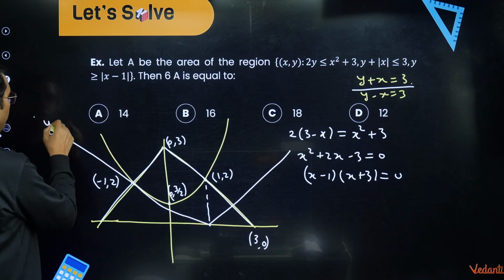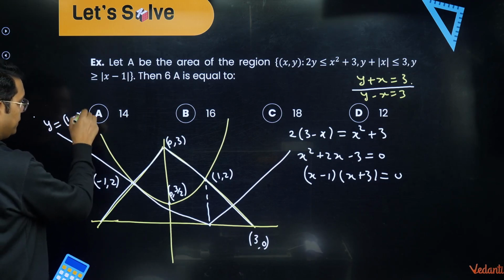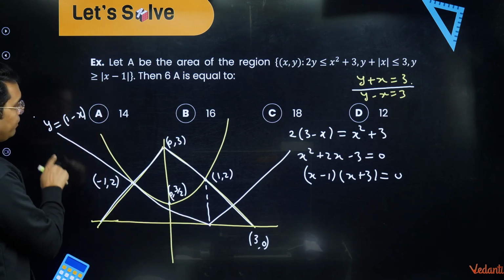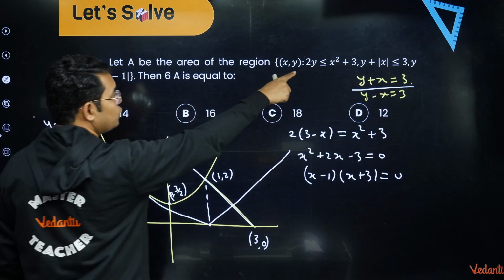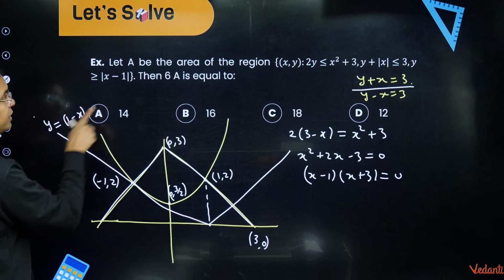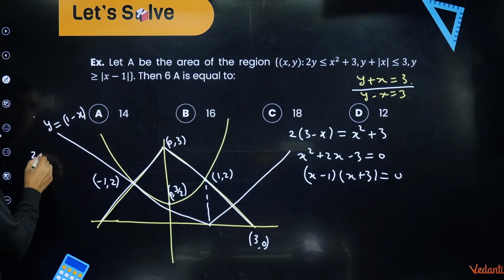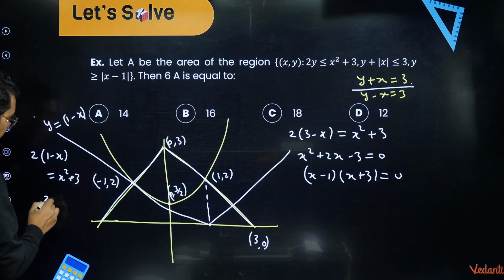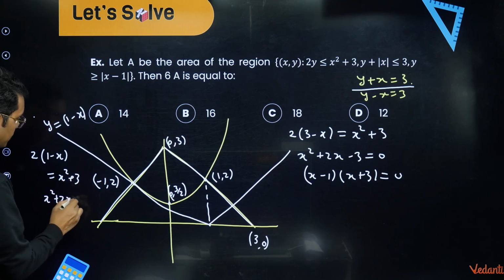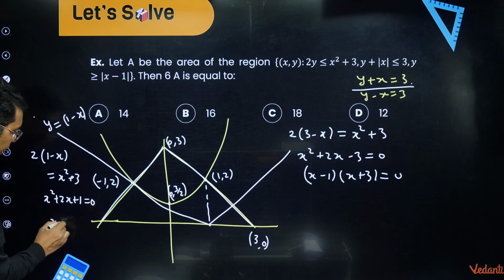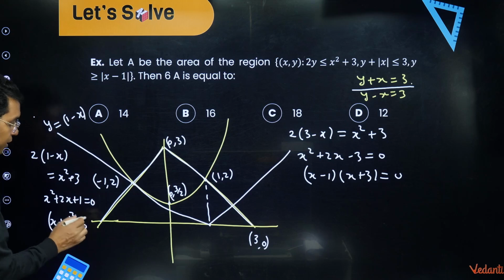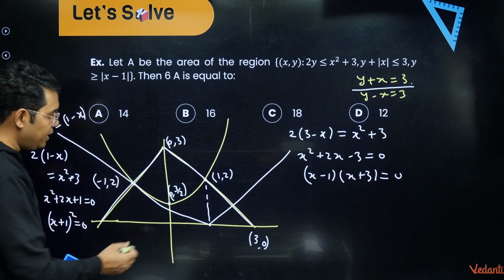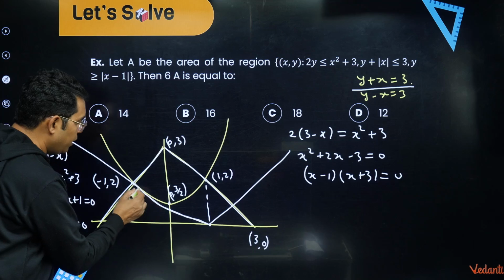Actually this part is y = 1 - x, because x is less than 1, so the mod will open with a minus sign. So y = 1 - x, and this parabola is 2y = x² + 3. If I put this value of y in that, we get 2(1 - x) = x² + 3, and you can see it becomes x² + 2x + 1 = 0, which means (x + 1)². So we have a repeated root of x as -1. So this point is a point of tangency of this portion of the mod with the parabola.